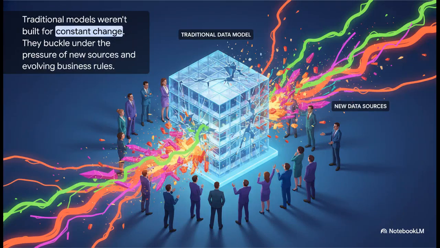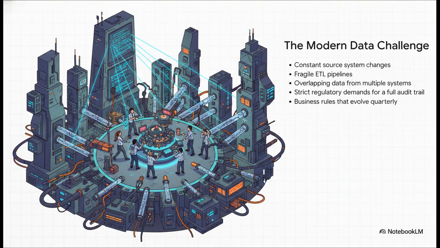Speaking from experience, I've seen this happen over and over again. We build these absolutely beautiful, perfectly structured dimensional models. And you know what? For a little while, they work great. But the second the business changes direction or a new data source gets plugged in, they just start to fall apart. So why do they break so easily?